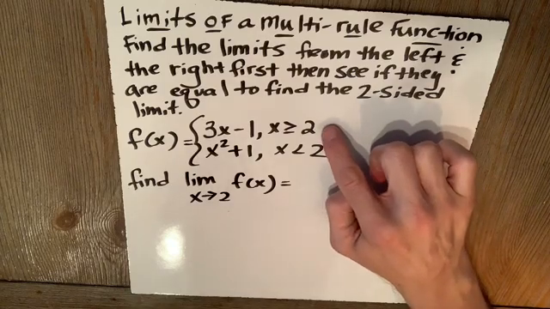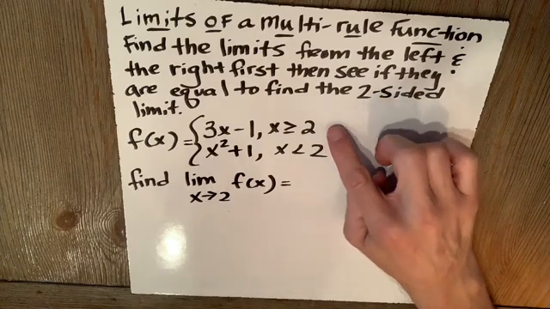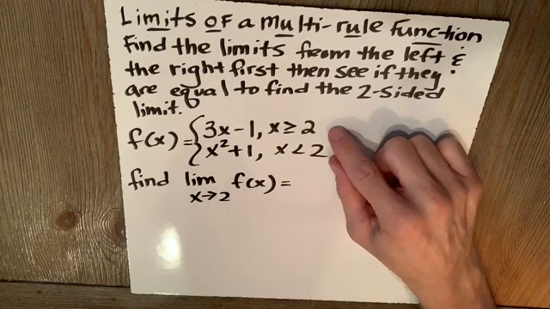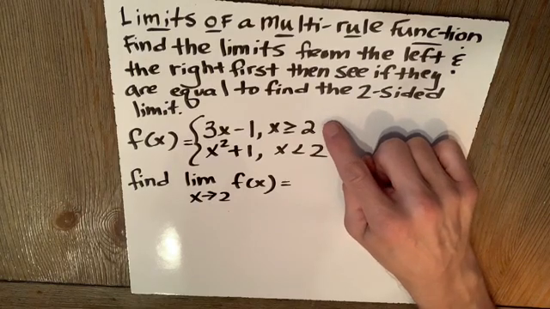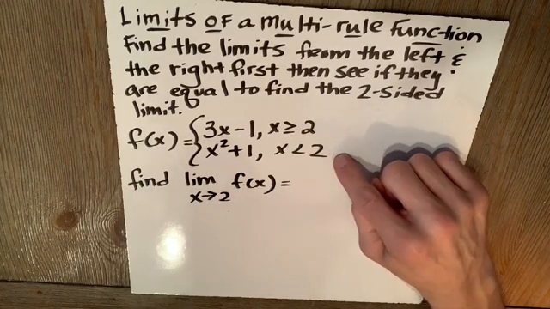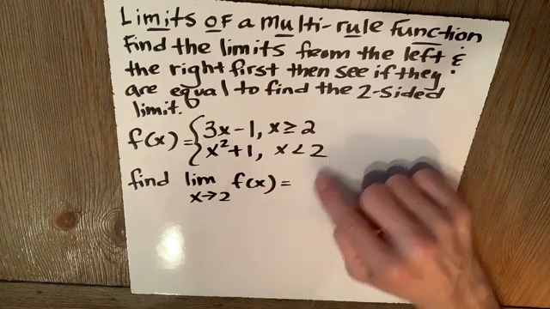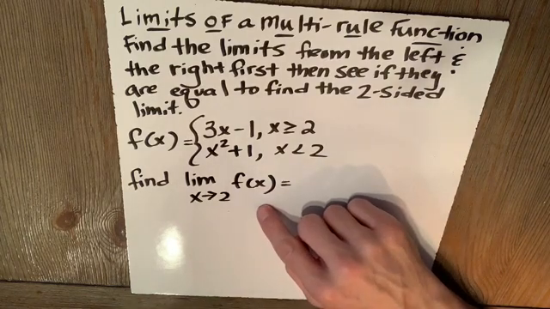It looks like very interesting things are happening at x equal to 2 because I've got a rule for x is greater than or equal to 2 and a rule for x is less than 2. And so it's saying find the two-sided limit.